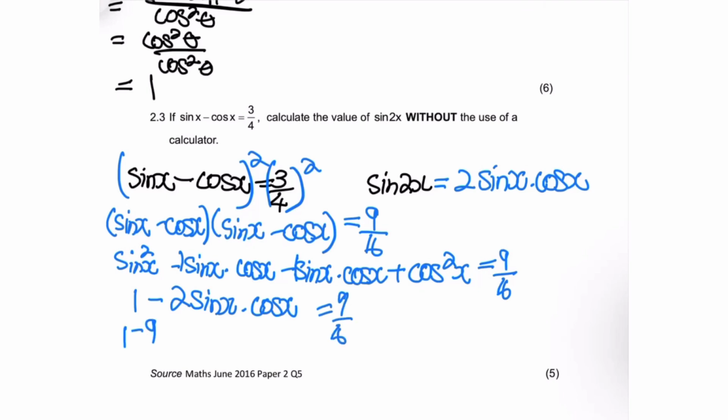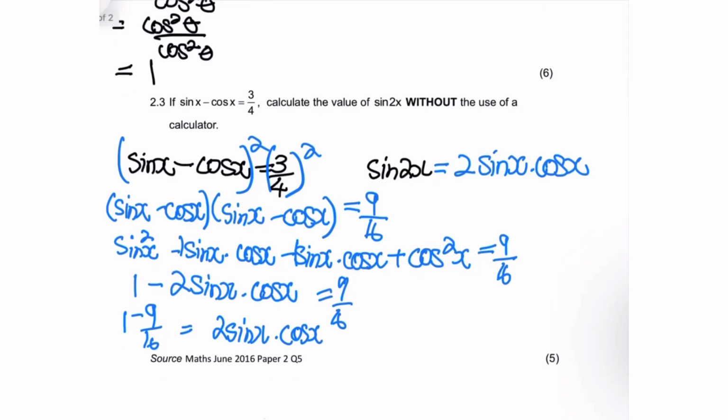So 1 minus 9 over 16 is equal to 2 sine x times cos x. Right? So now that means 7 over 16 is equal to sine of 2x. Therefore, the value of sine 2x is equal to 7 over 16. You are done with that question.